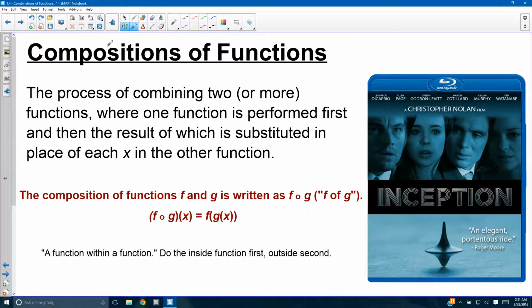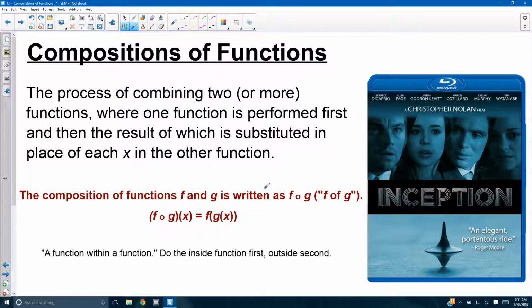Okay, I'm going to lean now toward compositions of functions. Now, composition of functions is the process of combining multiple functions, where one function is performed first. So they're performed in sequence. One function's performed first, and whatever the output is becomes the input for the new function. It'll substitute, taking the place of x in the other function.